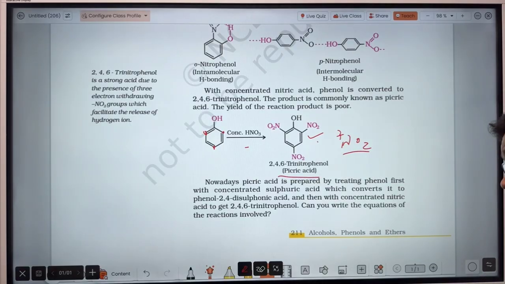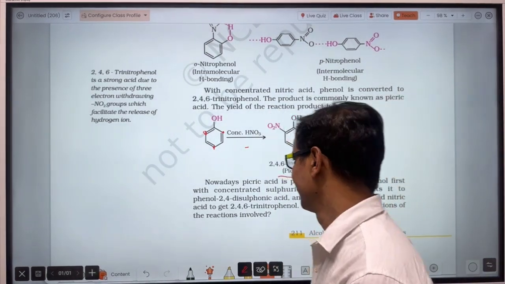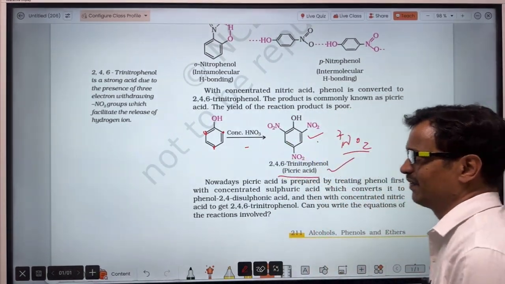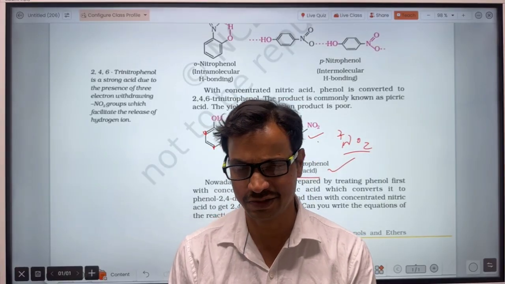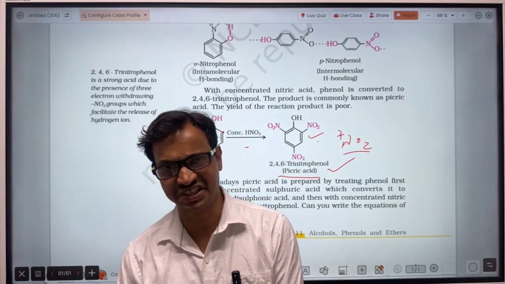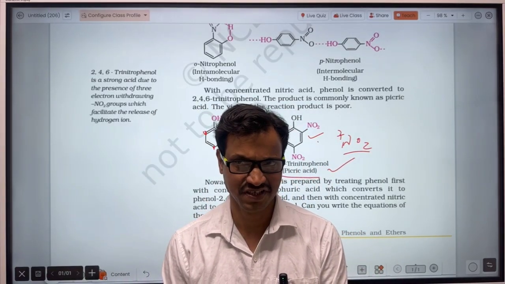which is commonly called picric acid. Its acidic strength is comparable to nitric acid and so on. So this is called picric acid. When phenol is treated with conc. HNO3, there will be formation of 2,4,6-trinitrophenol.